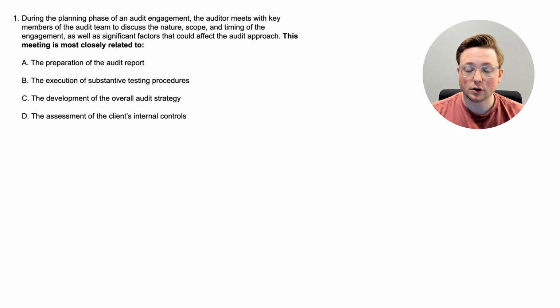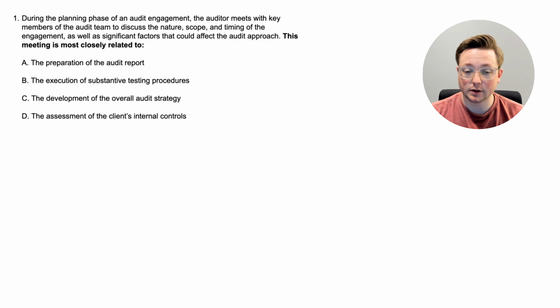This meeting is most closely related to, okay, so we know we're talking about a meeting. We know we're supposed to be thinking about what this meeting is closely related to. So let's go up to the top. During the planning phase of an audit engagement, the auditor meets with key members of the audit team to discuss the nature, scope, and timing of the engagement, as well as significant factors that could affect the audit approach. Again, this meeting is closely related to, let's go through the options.